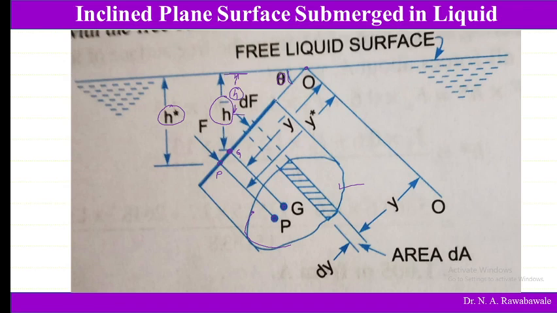When we extend this plane and it intersects the free surface, let us call this point O. From that point we draw one perpendicular line OO. So let OO be one reference line.